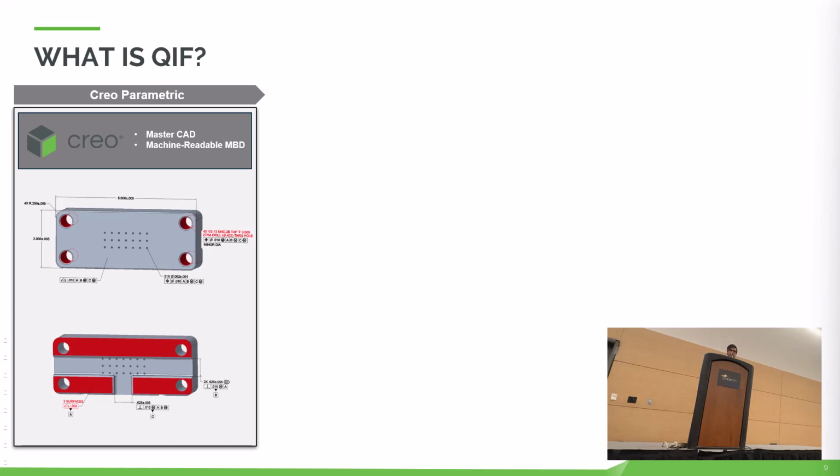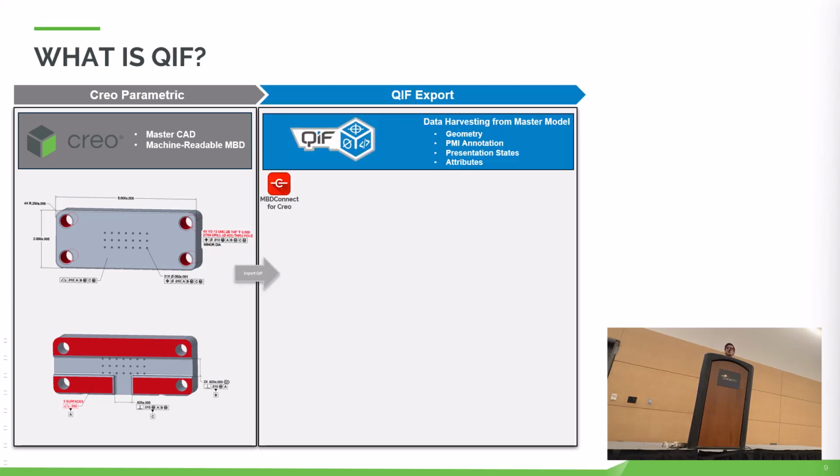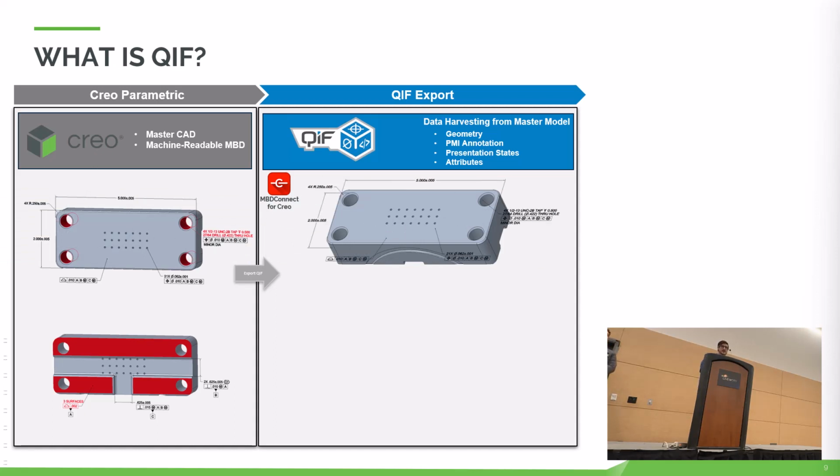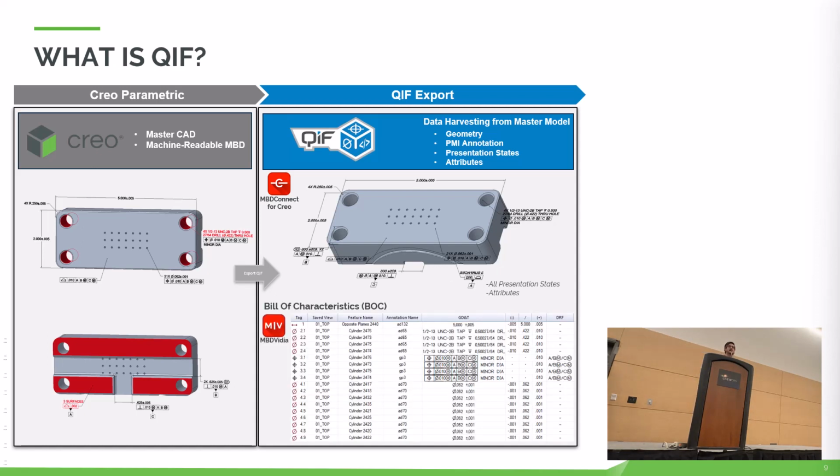And I'm going to use MBD Connect for Creo to harvest and export to QIF. I'm going to harvest information from the Creo model. I'm going to harvest geometry, PMI across all my presentation states, and key attributes that I need to share downstream. Using MVD, I can automatically generate a bill of characteristics and characterize all the items within the bill of characteristics. And Rudy's going to walk us through that real-world use case here in a few minutes.